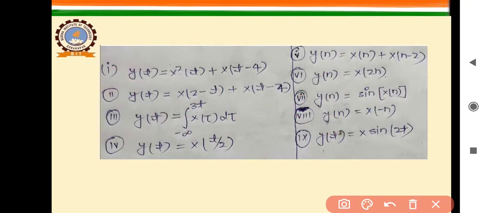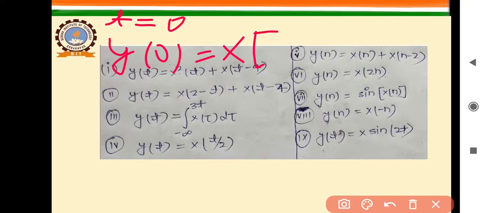Next is y of t is equal to x of sin 2t. Here take some possible values of t. Suppose we are going to test the system at t equal to 0, then y of 0 will be equal to x of sin 2t with t equal to 0, which means x of sin 0, which is equal to x of 0. It means that at time t equal to 0, the output of the system is dependent on the present value of the input. So at t equal to 0, the system shows the behavior of a causal system.